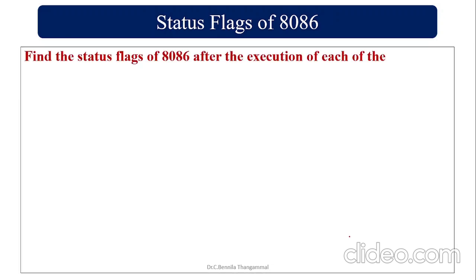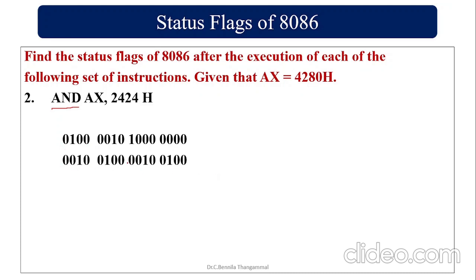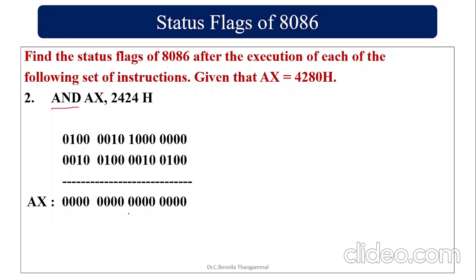Now we will see another example, AND. This is a logical operation, logical AND. If both my inputs are 1, my output is 1. For all other inputs, the output is going to be 0. So here AX and then 2424. AX is 4280 and then 2424. So perform the logical AND operation. The AX value will be 0, 0, 0, 0, since no same inputs are there.